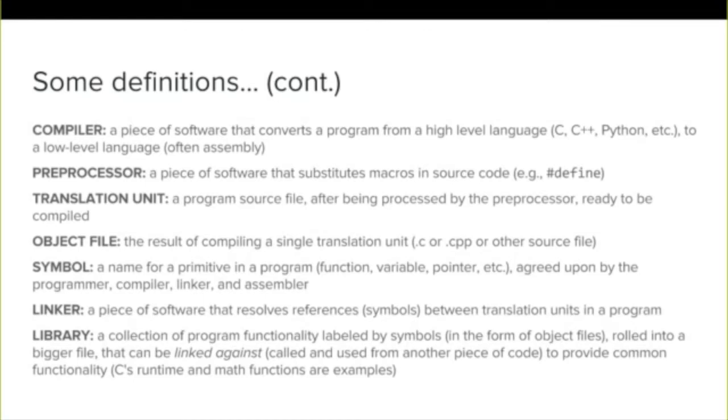And you can link against it. So when we say linking against, what we mean is that we're taking some program that we've written, and we're saying that the undefined references in this program refer to things in this library. So we're linking our program against the library to resolve those references. Okay? And so we often use libraries to provide common functionality.